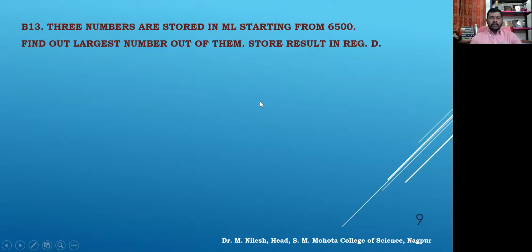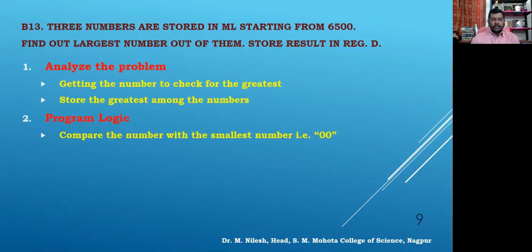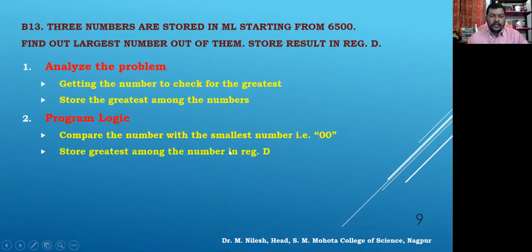This is the program: three numbers are stored in memory locations starting from 6500. Find out the largest number out of them and store the result in register D. Let us analyze the program. Getting the number to check the greatest, and store the greatest among the numbers in register D. Now how are we going to do that? That is the program logic. Compare the number with the smallest number, which in this case we are considering as 00.